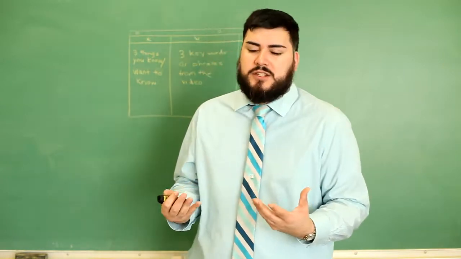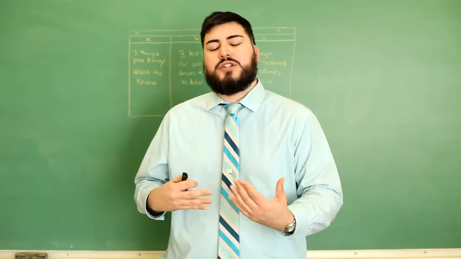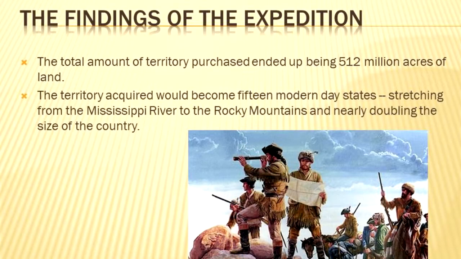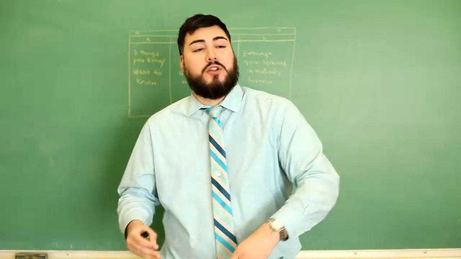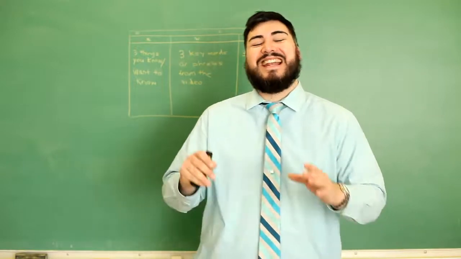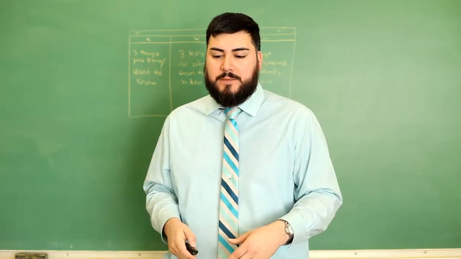So what were the findings of the expedition? Well, the amount of territory purchased that Lewis and Clark discovered amounted to 512 million acres of land. That land would become about 15 of our modern day states, stretching all the way from the Mississippi River to the Rocky Mountains and beyond, and nearly doubling the size of our young country.